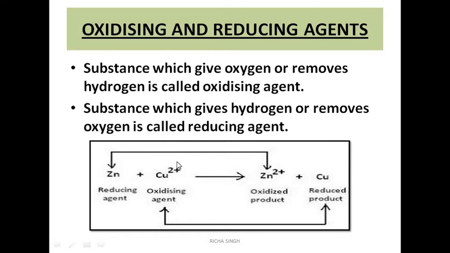So always remember, whatever process is going on, the other reactant is said to be the oxidizing or reducing agent. Here the oxidizing agent is Cu2+ because it is causing the oxidation of zinc to Zn2+, and Zn is the reducing agent because copper 2+ is getting reduced to copper.